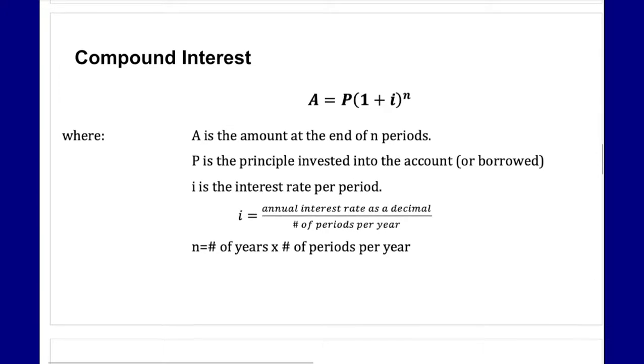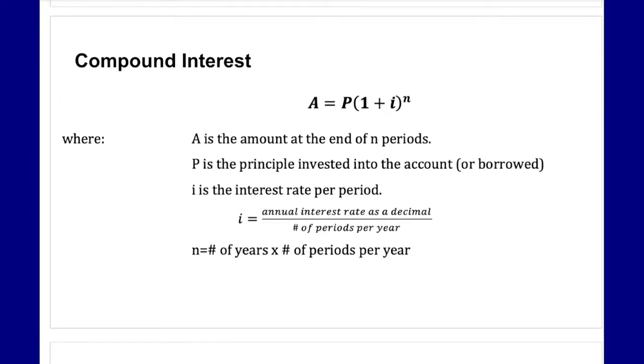There is a formula to calculate compound interest so that we don't have to calculate it each year, add it to our new amount, calculate the percent again, add it to our new amount, and so on and so on. And it does allow us to do a few different things. So our formula for compound interest is A equals P times (1 plus i) to the power of n. A is the amount at the end of n periods. You might also call it the future value, what we're going to have in the end. P is the principal invested into the account or borrowed, so it's the initial amount.